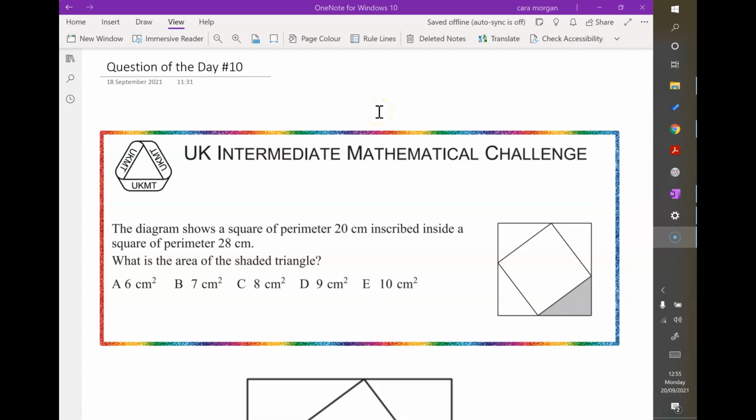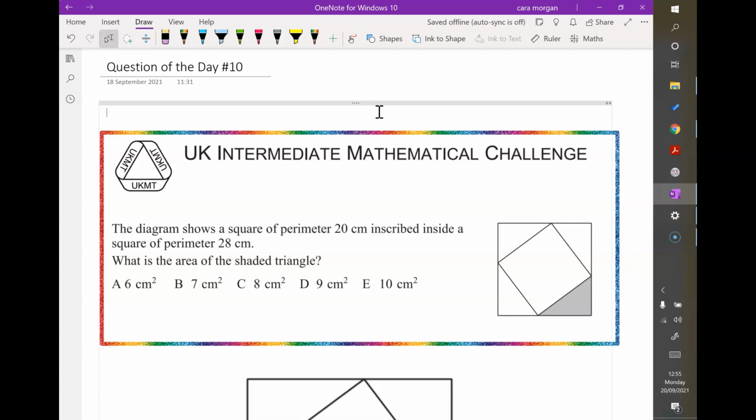This is number 10 in a series of questions I'm doing every day, posting on my Facebook page and the worked solutions on YouTube. So if you found your way here from YouTube, please have a go at this question. It's taken from a UKMT Maths challenge. It was an intermediate one aimed at pupils in years 10 and 11, so those GCSE pupils. I think year 9s can have a go at this as well. Anyway, have a go, pause while you're doing it, and I will go over the answer.